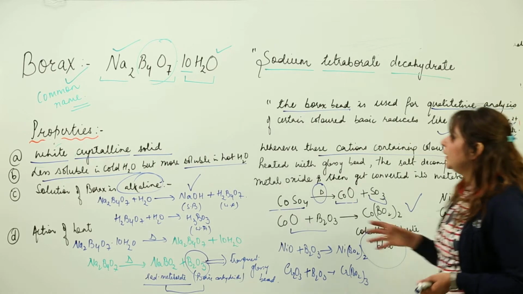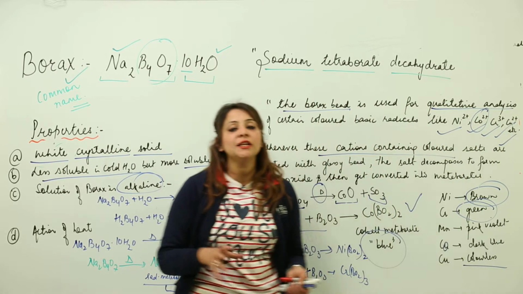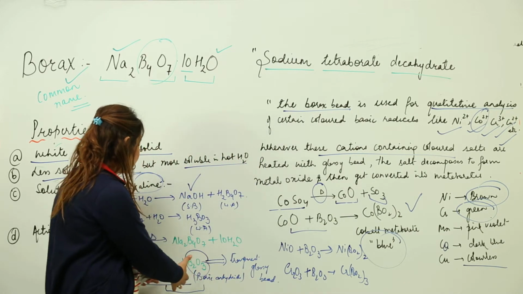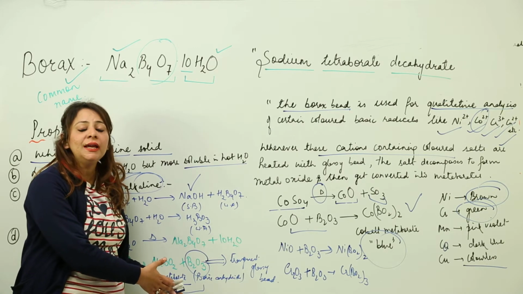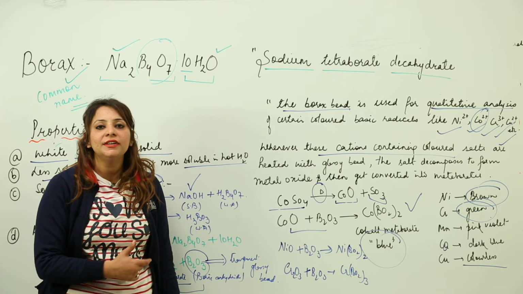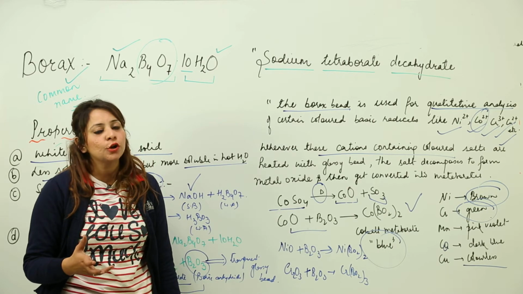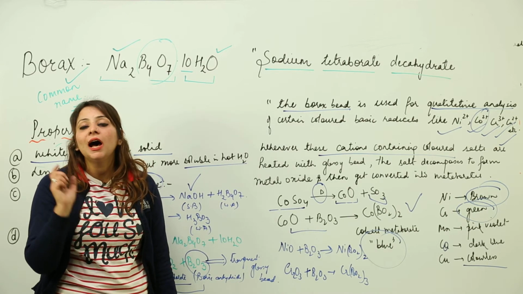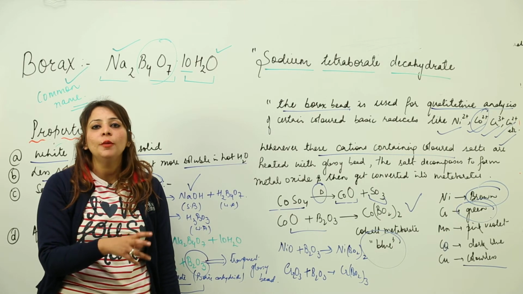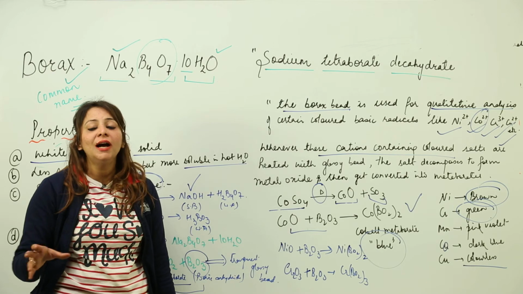So that means we can conduct this borax bead test, which contains a glassy bead of constituents NaBO2 and B2O3, and these can be used in qualitative analysis in order to detect the presence of a particular cation. And how do we come to know that this particular cation is present? As they form their respective metaborates which are colored.